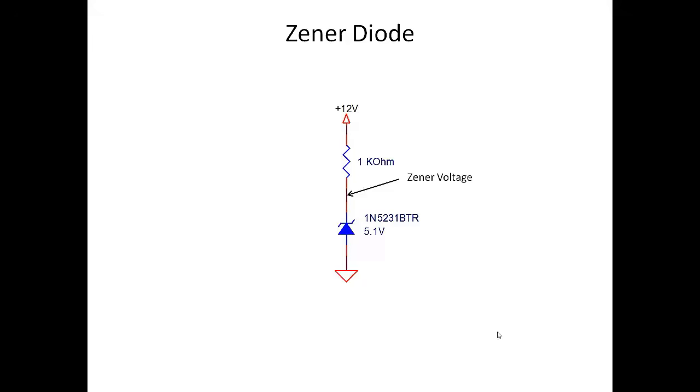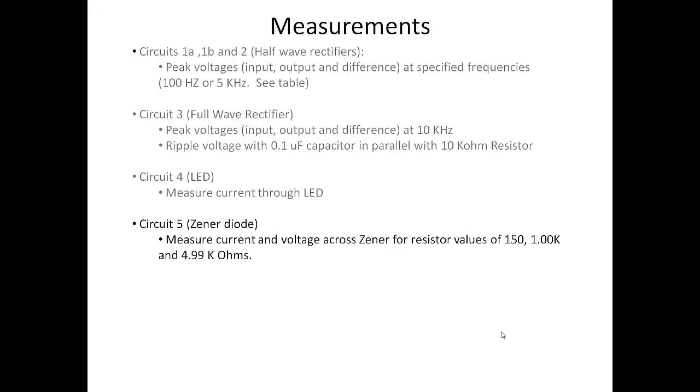For each of the resistor values, you will also need to measure the current through the Zener in series. I suggest putting the meter between the resistor and the Zener. Measure the current through the Zener and the voltage across the Zener for resistor values of 150 ohms, 1K ohm, and 4.99K ohms. Record the results in the results table for the lab.